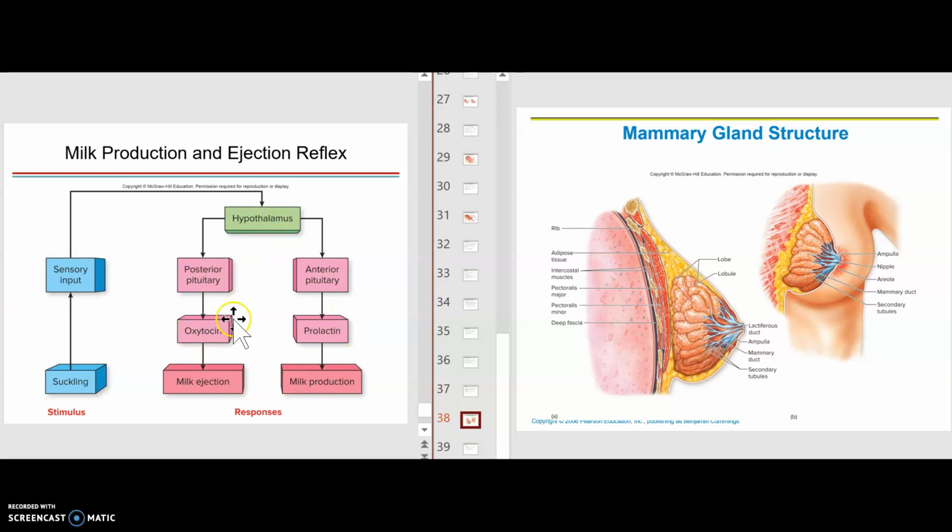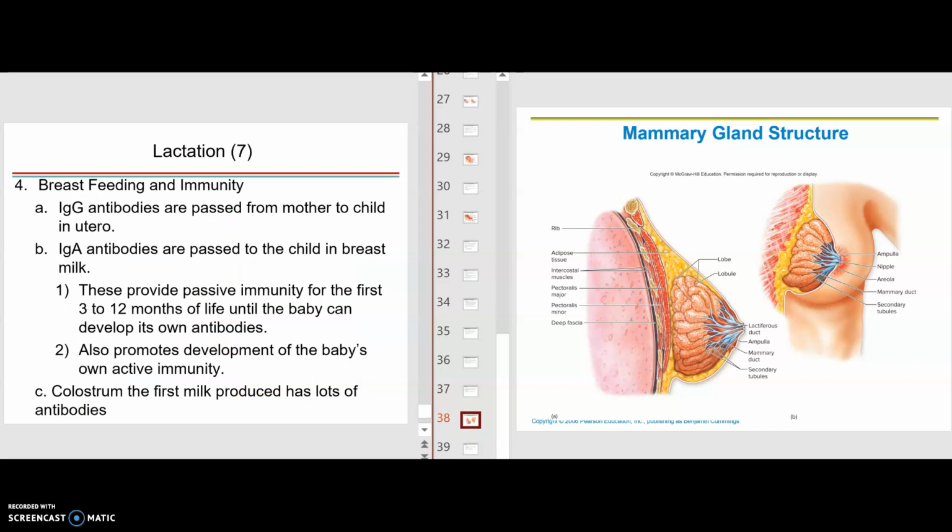Milk production, oxytocin, prolactin. Breastfeeding and immunity. Antibodies are in breast milk. You can study this. Antibodies in breast milk, IgG and IgA. So breastfeeding is good from the antibody aspect. These provide a passive immunity.